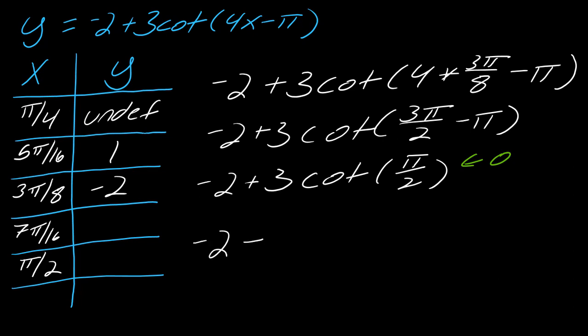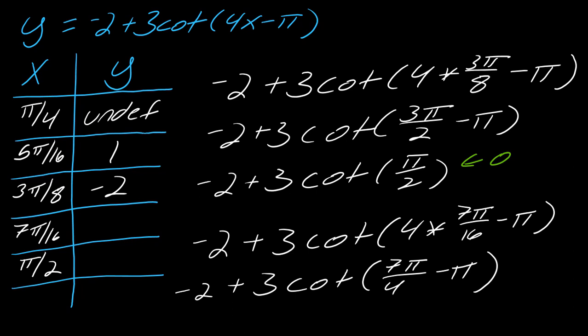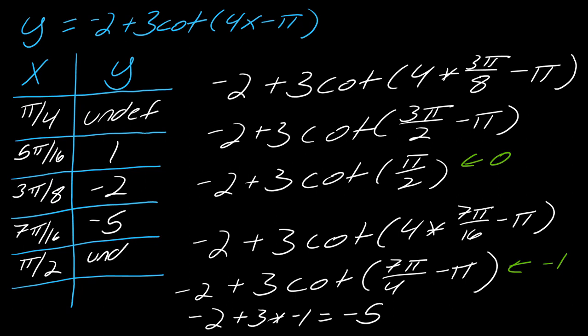And then this next one, let's see, 4 times 7 pi over 16 minus pi. So that's going to give me 7 pi over 4 minus pi, so that comes out to 3 pi over 4. So this will equal -1. So I'm left with -2 plus 3 times -1, which will be -5. And then this last one will be the asymptote, so it's undefined, and you can check my math on that. Okay, so now I've got all my points, so we are ready to rock and roll.